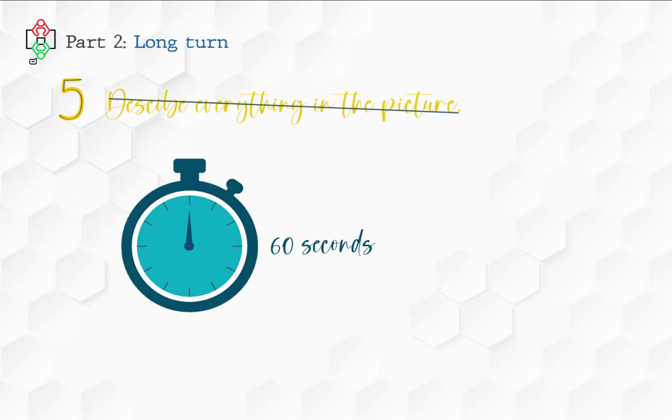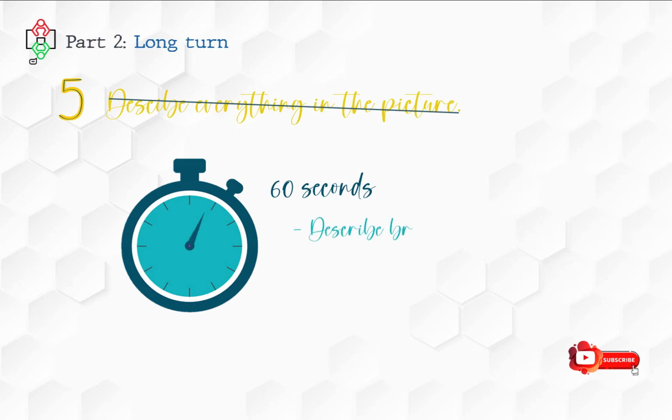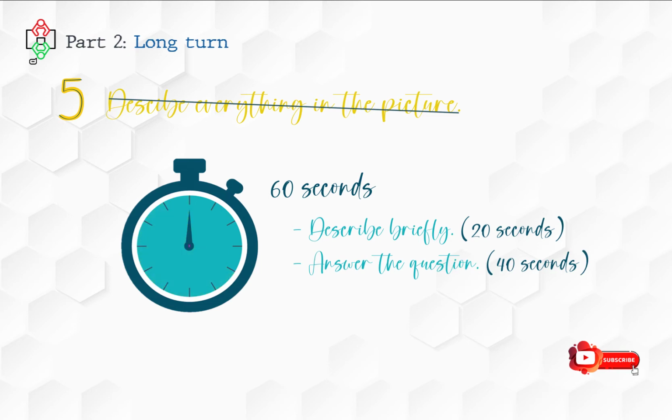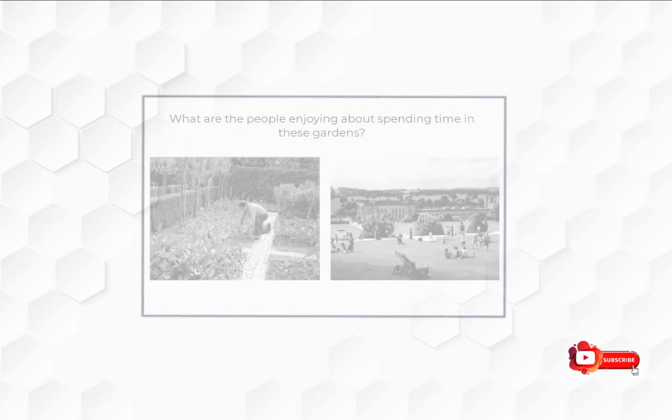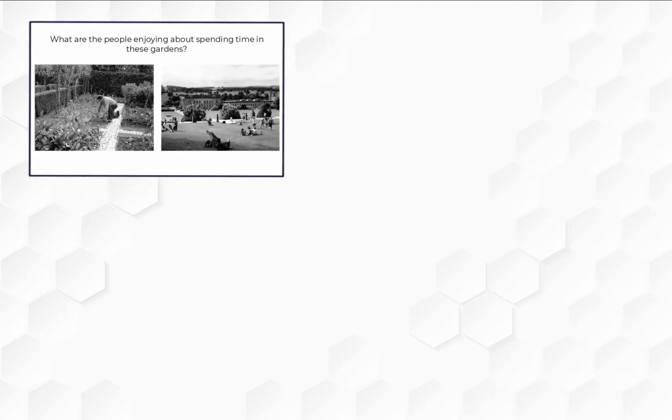You only have 1 minute, so you don't have time to describe the photos fully. What you should do is briefly say what you can see in each photo, and then answer the question. That description shouldn't take more than 15 to 20 seconds. Let's see an example answer to that task we saw before.